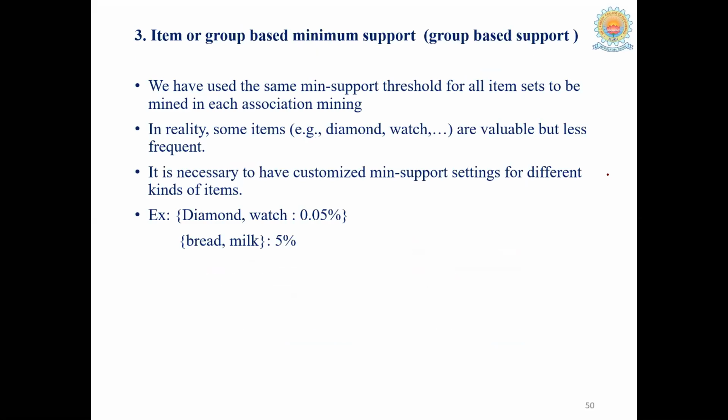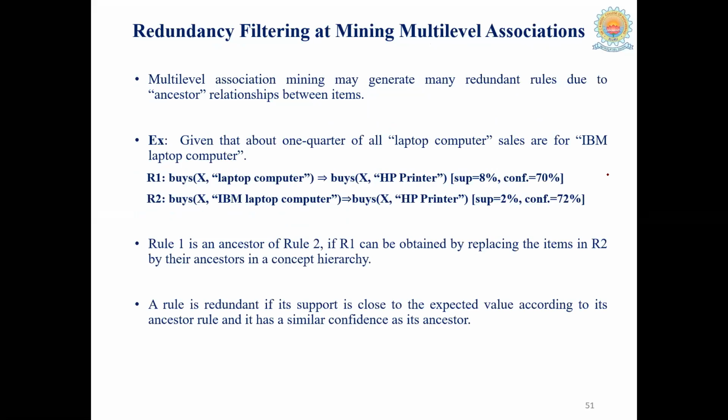So here we are giving some minimum support, not based on the concept hierarchies, only based on the items or groups. For example, the items rarely purchased, like diamond, watch, gold, etc., are given very low minimum support compared to the items like bread and milk, which are frequently purchased. So this is the item or group based minimum support.